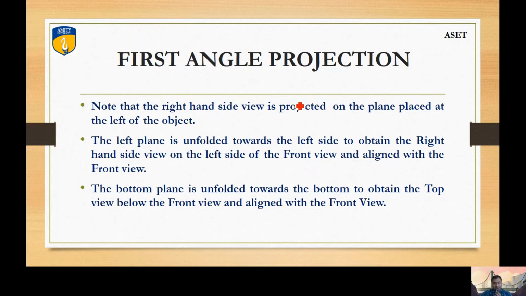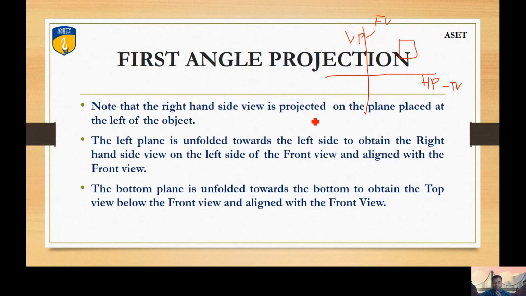So first angle means, as we have seen, my object is here. This is above HP, and this is in front of VP. So this is the first angle. Now please recall, where are the views situated? On which plane were the views situated? On the VP there was the front view, on the HP there was the top view, and the side view was placed on the profile plane, that is PP, right?